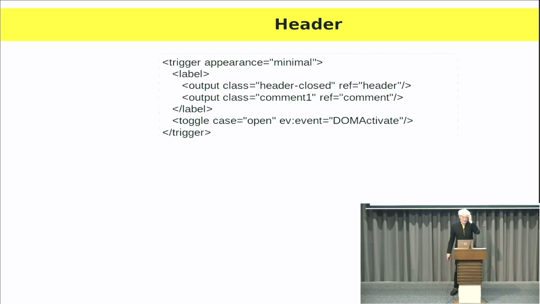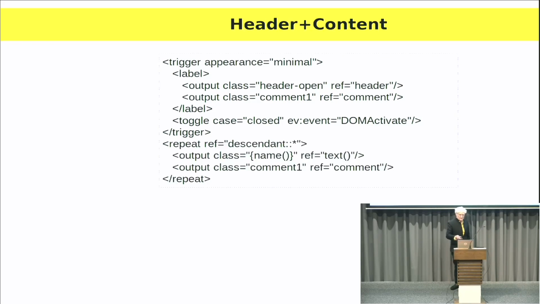So these two cases, the closed and open. The closed one has a button that just displays the header as its label. And if you click on that button, then it toggles the open case, and the open case looks just the same, except it's now got a repeat underneath it that takes each of the descendant elements of that how-to and displays it as a line with a possible optional comment after it. So the display is very, very simple.